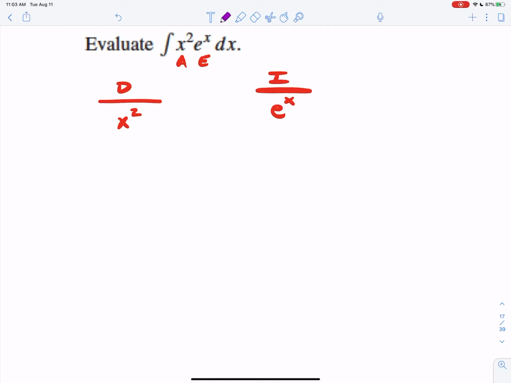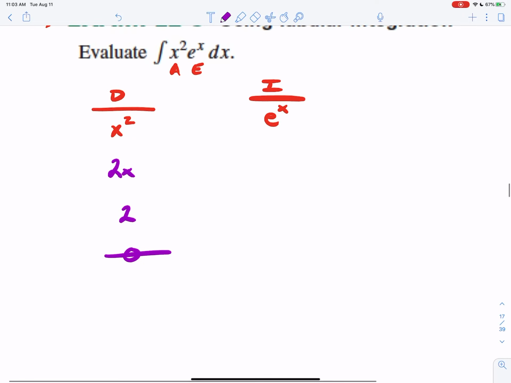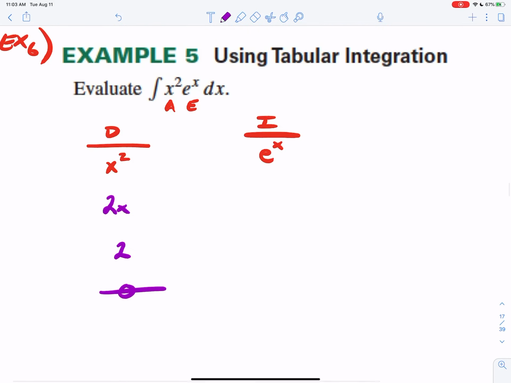So here we go. The derivative of x squared is 2x. The derivative of 2x is 2. And the derivative of 2 is 0. That's how you know when to stop. Now with your integrals, you want to keep going as far as you went with your derivative. So we went down 4 lines. Since the integral of e to the x is easy, it's e to the x, e to the x, and e to the x.